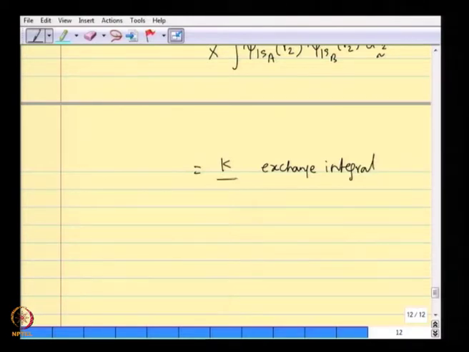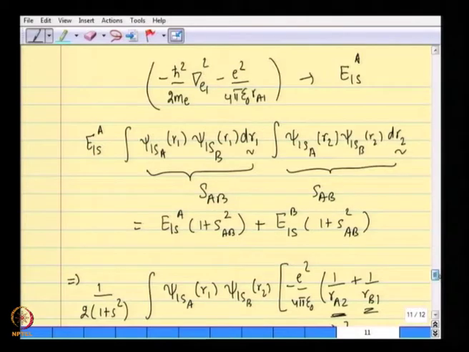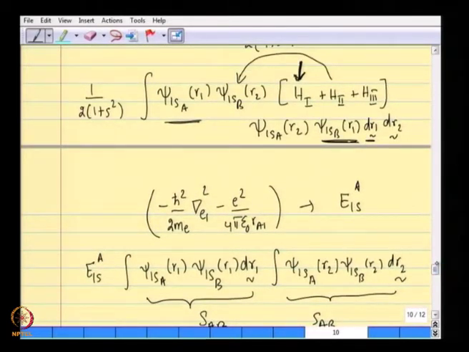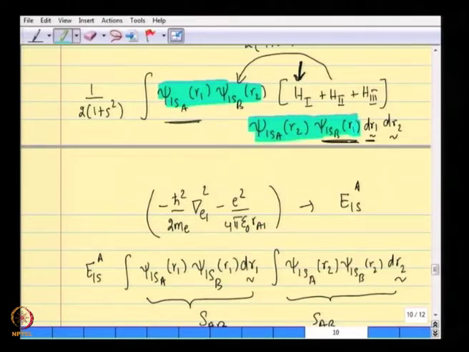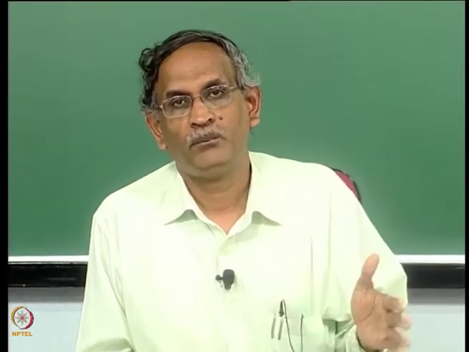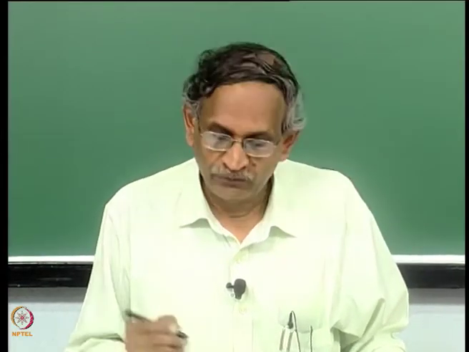Of course, multiplied by 1 by 2 into 1 plus S_AB square. Okay. So, term 2, or the group of terms which involve the wave functions, the 2 different wave functions, psi 1s A(R1) psi 1s B(R2), and the wave function psi 1s A(R2) and psi 1s B(R1), with the Hamiltonian in between, give you the energy E1s A, the energy E1s B, both multiplied by 1 plus S square, and of course the rest of it being simply called the exchange integral K.